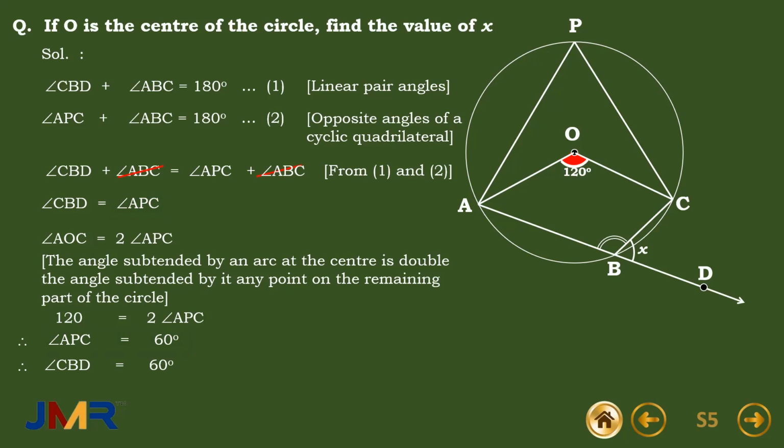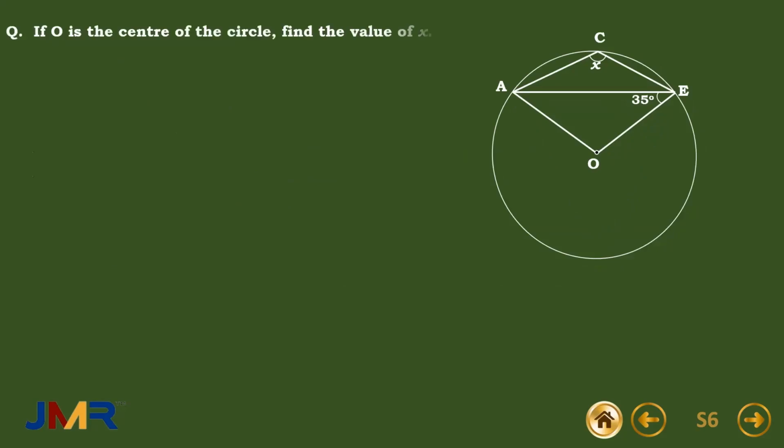I hope you all enjoyed this problem. Let us go further. Let us do one more problem. If O is the center of the circle, find X. Here, OA and OE are the radii of the circle. Therefore, triangle OEA is an isosceles triangle. An isosceles triangle will have two equal angles. Therefore, angle OEA is 35 degrees means angle OAE is also 35 degrees.